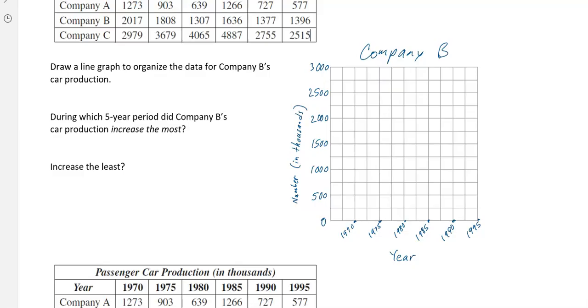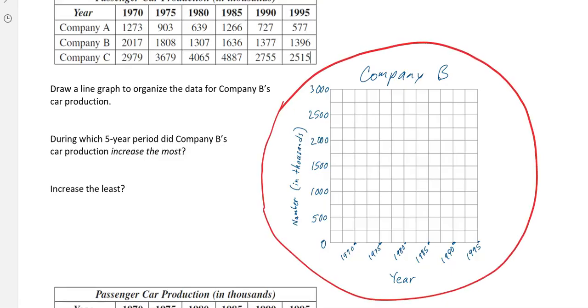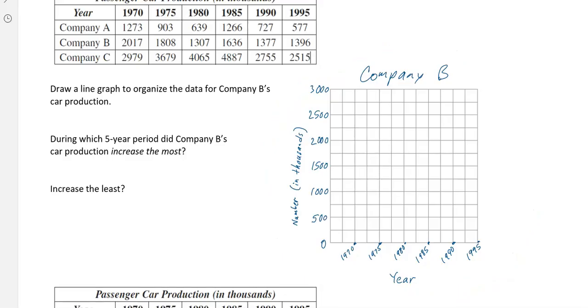So let's come down here. In 1970, it was 2017. Now you're going to want to copy this graph first of all before you get started. So pause the video, copy the graph, you'll be fine, it's all good. All right, so in 1970, it was 2017. So I'll go over to 1970 and go up to 2017. Now I can't put it exactly on that, but I can probably get pretty close to that.